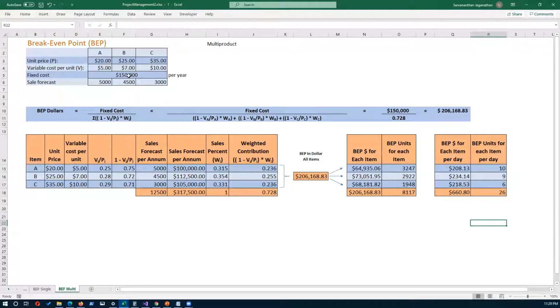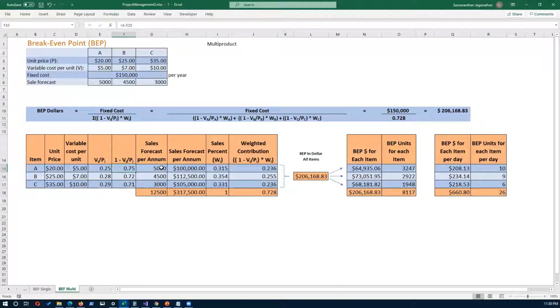When calculating the break-even point, we can use this formula where we take the fixed cost, which is 150,000, and divide it by the sum of all the weighted contributions, which gives us 0.728. To calculate this, we take the unit price and the variable cost and find the contribution margin ratio, which is 1 minus variable cost divided by price. That gives us the contribution margin ratio for each item here.